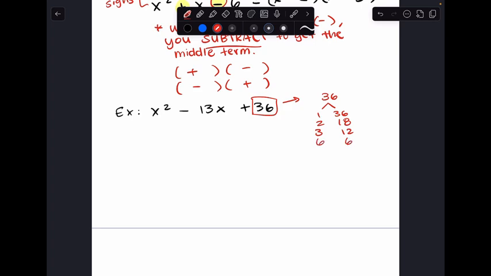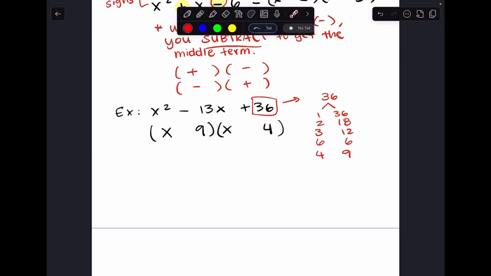6 and 6. I skipped a number. 4 and 9, I believe. Okay, so setting up your pairs, we have x and x. The combination of numbers that I want to add, because this is a positive 36, so I have to add my numbers together. I know 4 plus 9 is going to give me a 13 in the middle. So 9, not 4.